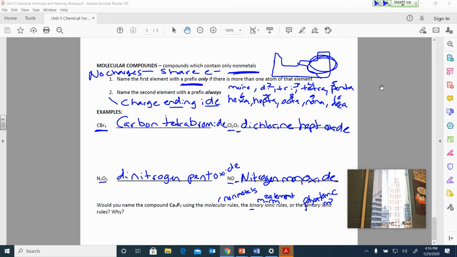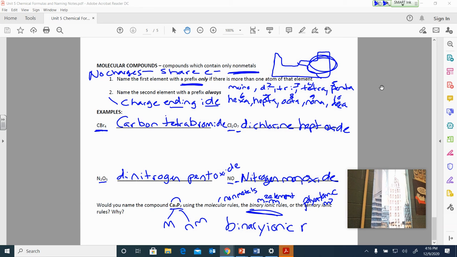So I'm going to look at Ca3P2 and see which one it fits. So I look on the periodic table, I see what Ca is. Ca is a metal in group 2, and P is a non-metal. Okay, so it's a metal and non-metal, it's 2 elements only, and that fits this one. Binary means 2, it's a metal and non-metal, so that's ionic. So I would name that one using my binary ionic rules.